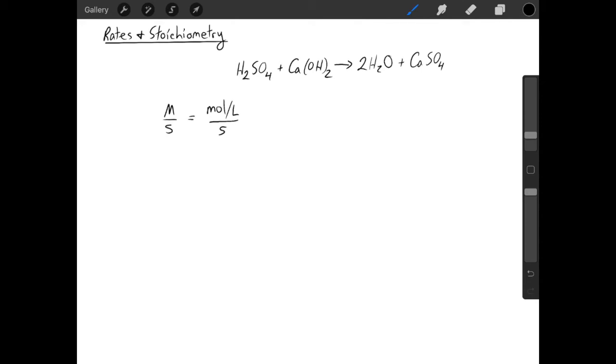So consider what happens if you have a rate of reaction of 0.5 molar per second for sulfuric acid. Presumably this concentration is decreasing at a rate of 0.5 molar per second because sulfuric acid is one of the reactants. We can use this value to determine how fast calcium hydroxide's concentration is decreasing using some mole ratios, exactly like we've learned how to do in the previous course.